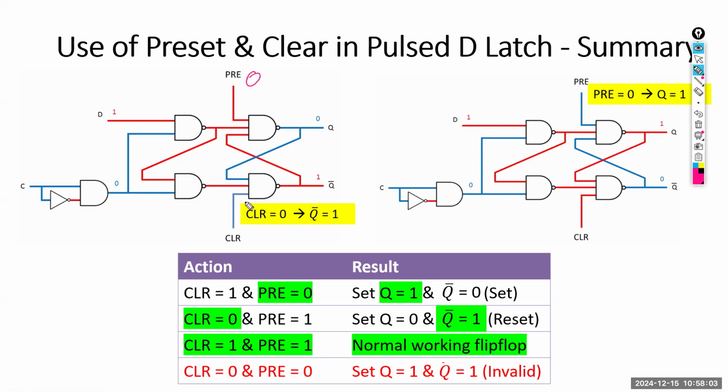So when you make both 0, both your Q and Q dash become 1. That is invalid. So don't do that, because it doesn't make sense. So this is the invalid scenario. So that's it about preset and clear. Any latch can have preset and clear, especially if your latch gets into invalid situations, that is how you reset those things.